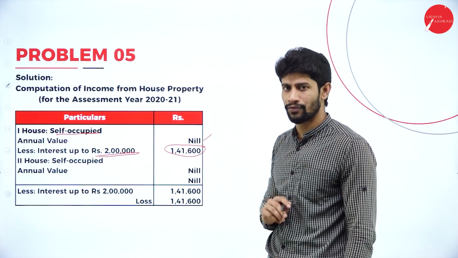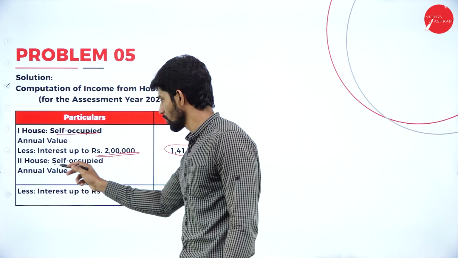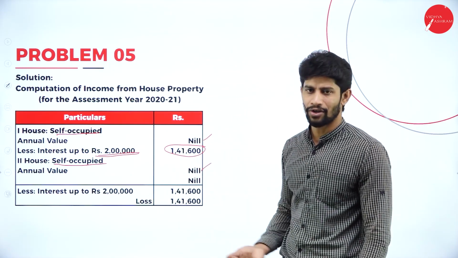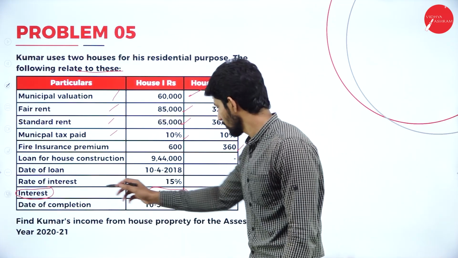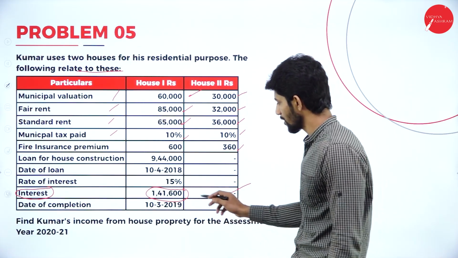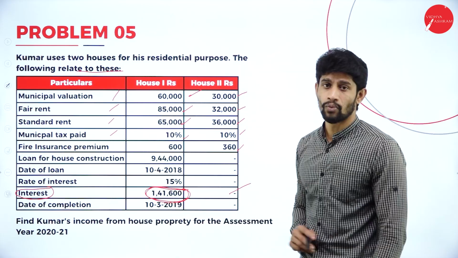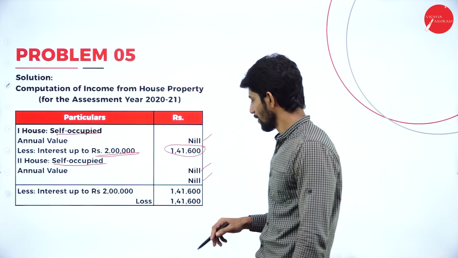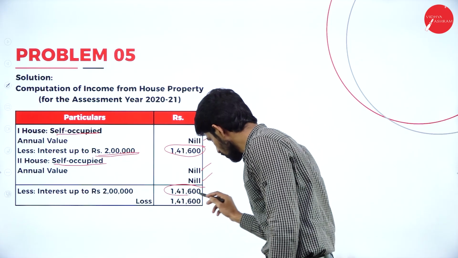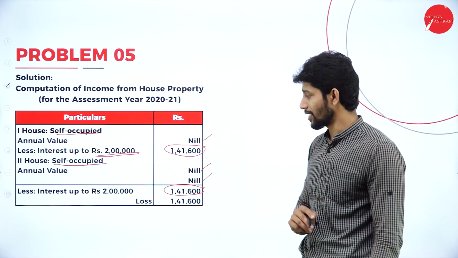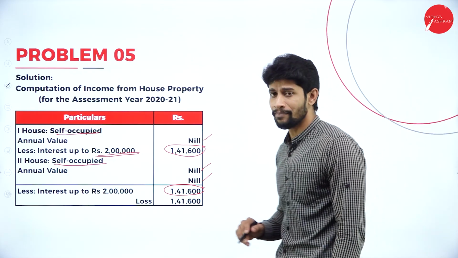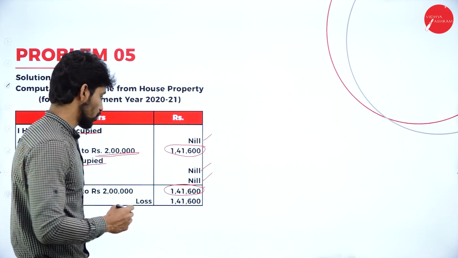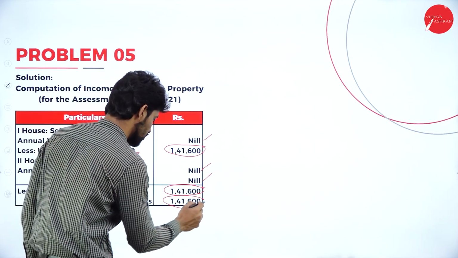So loss from house 1. Next, house 2. House 2 is also self-occupied. Annual value is nil. And obviously interest is not given for house 2. You can see here, interest is given only for house 1, not for house 2, so it is nil. Now 1,41,600 is going to be the loss from self-occupied property for Mr. Kumar. So what is the total loss?